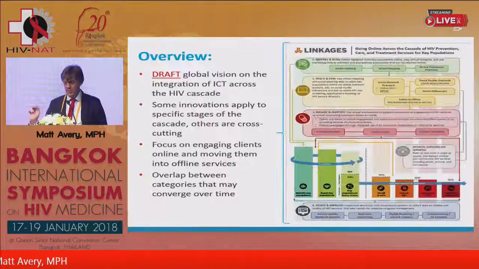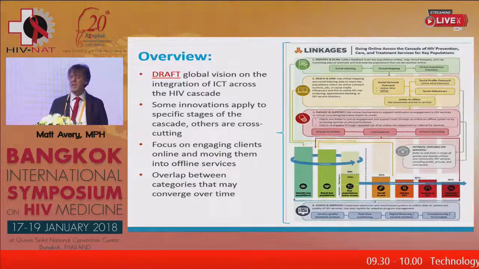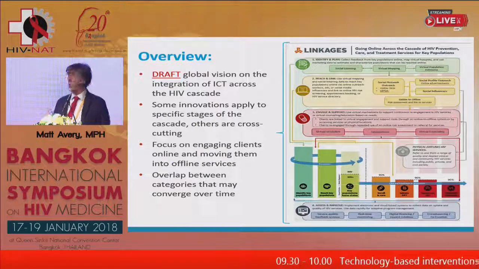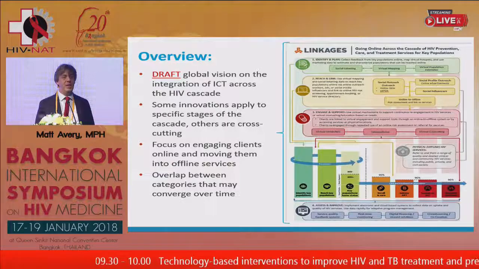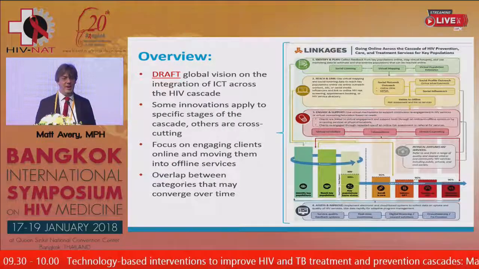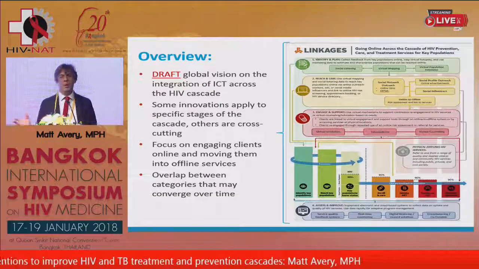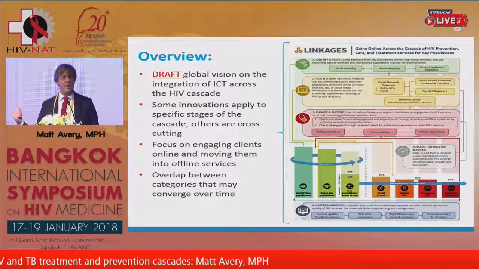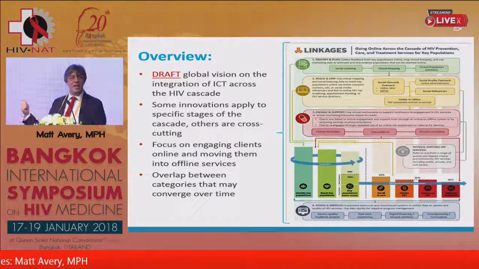Which brings us to the FHI 360 Linkages project's draft global vision on the strategic integration of ICT across an HIV cascade. And I've highlighted "draft" there because we talk about things being hot off the press. This is a case of the press has not even been turned on yet. This document is a work in progress.